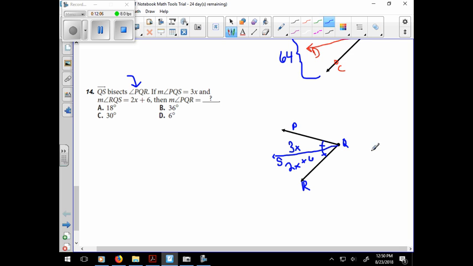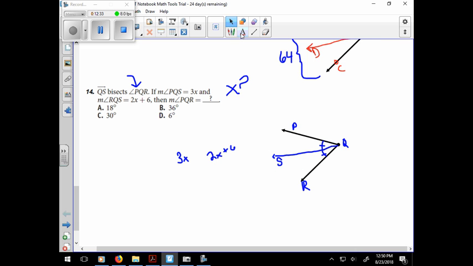Now, they want to know what PQR is. Remember, if they want to measure it, you got to find x first and plug it in. Now, they did not give us a big. They didn't say PQR was 30. They didn't say PQR was 12x plus 2. They give us two littles. Therefore, you cannot use little plus little equals big. You must use little equals little. So you will set these equal to each other. And I did it real quick, and I know x is 6.